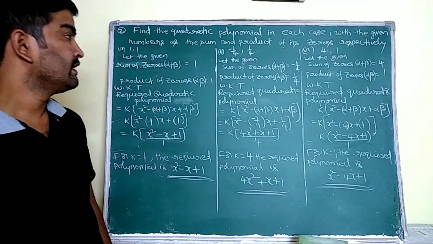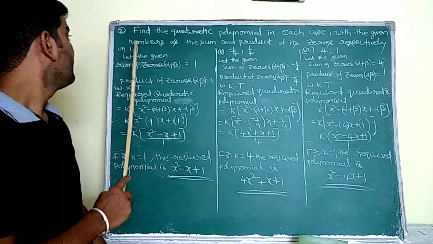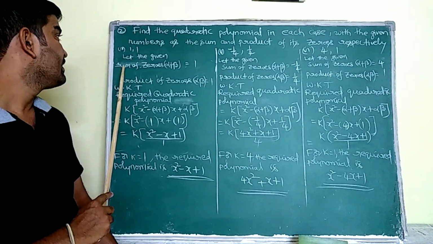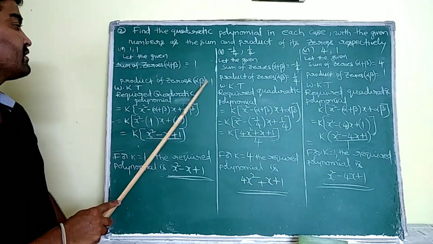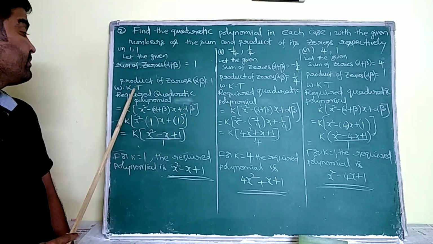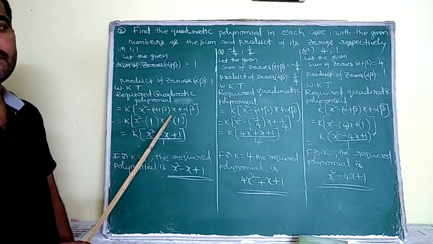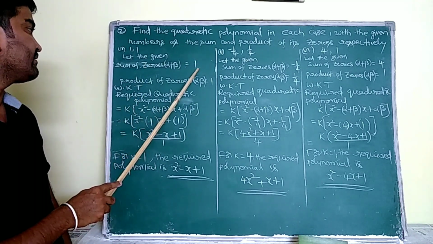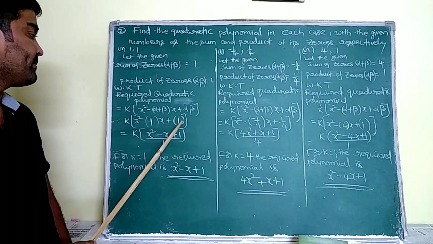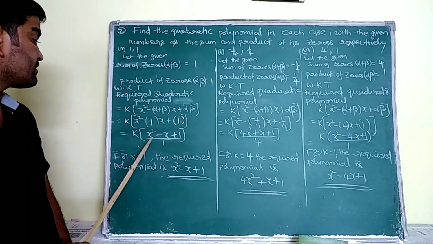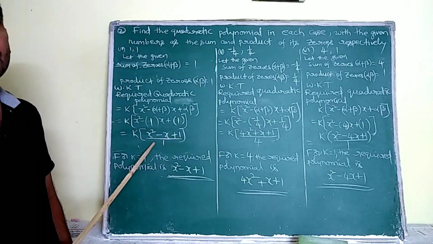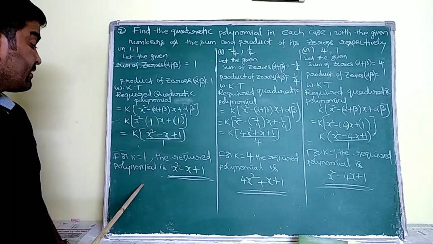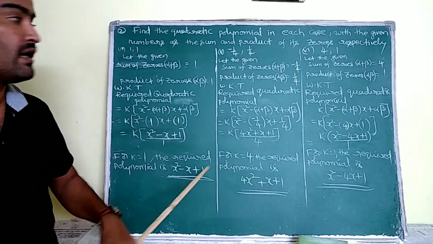Clear? See, in the fourth question he gave 1, 1 as the sum of zeros and product of zeros. So the sum of zeros is 1 and the product of zeros is 1. We know that the required quadratic polynomial is k into x square minus alpha plus beta into x plus alpha beta. In the place of alpha plus beta we write 1, and we write 1 in the place of alpha beta. So k into x square minus x plus 1. Nothing is there in the denominator, so we write 1. So for k is equal to 1, the required quadratic polynomial is x square minus x plus 1.